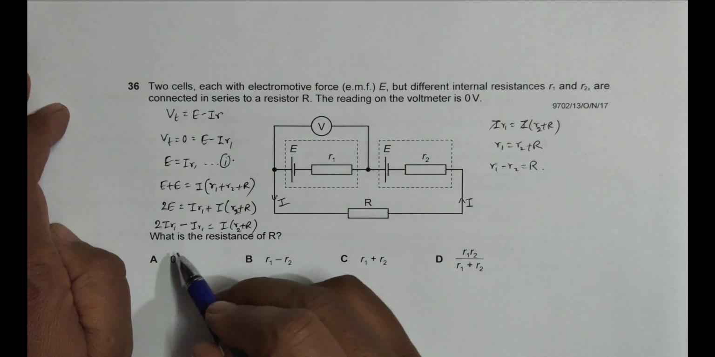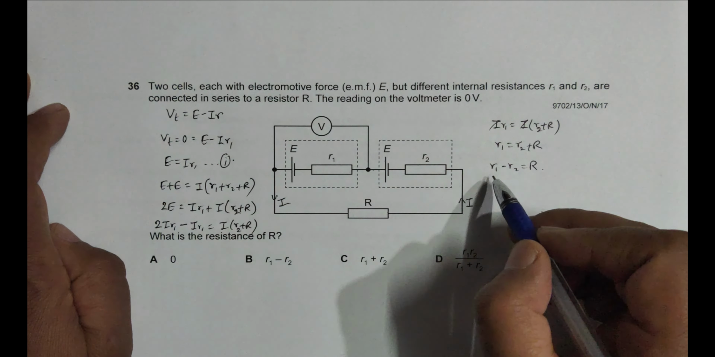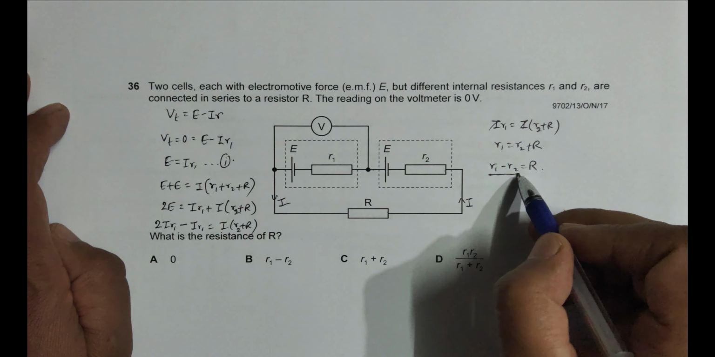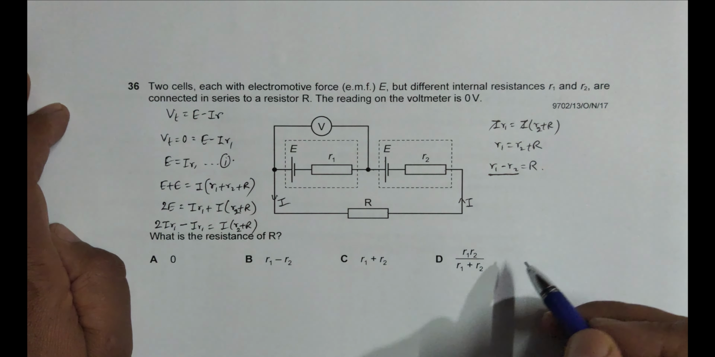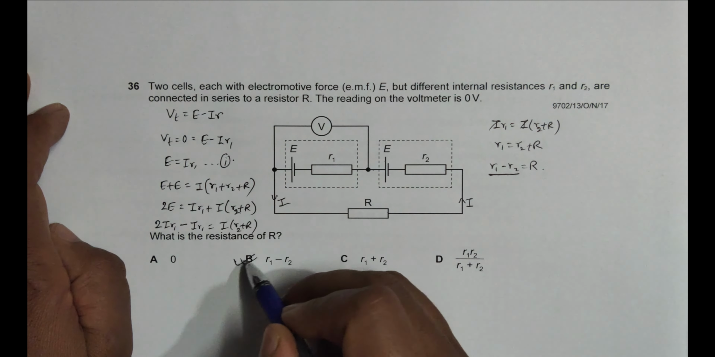So that means the question asks what's the value of R. So R is equal to R1 minus R2. So the answer B is the correct choice.